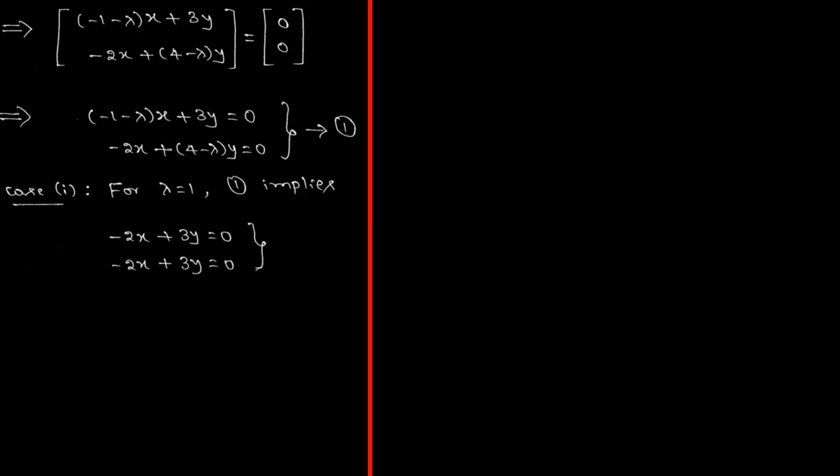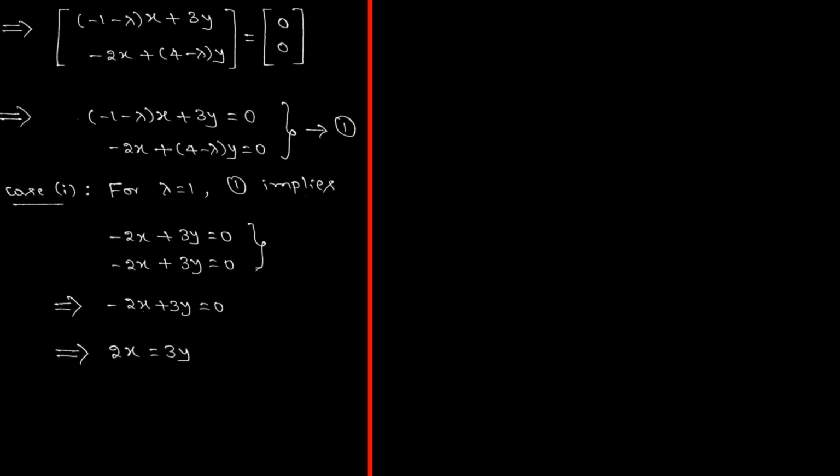If you take lambda is equal to 1 in this place and in this place, you get these two equations, because if you put 1 in this place, minus 1 is minus 2 we have put. If you take 1 in this place, 4 minus 1 is 3, which we have put here. Both the equations are the same in this case, so we take only one of them.